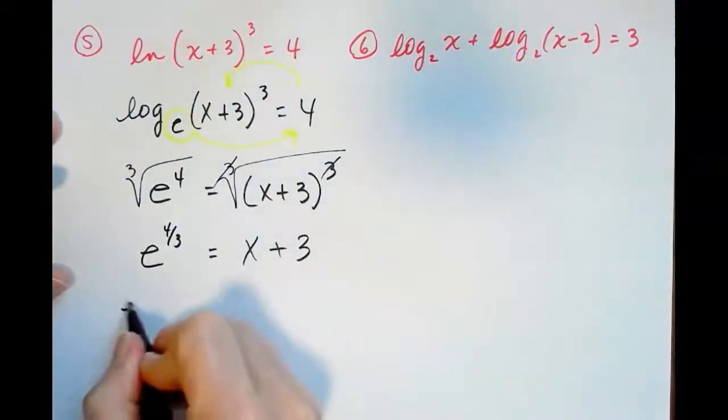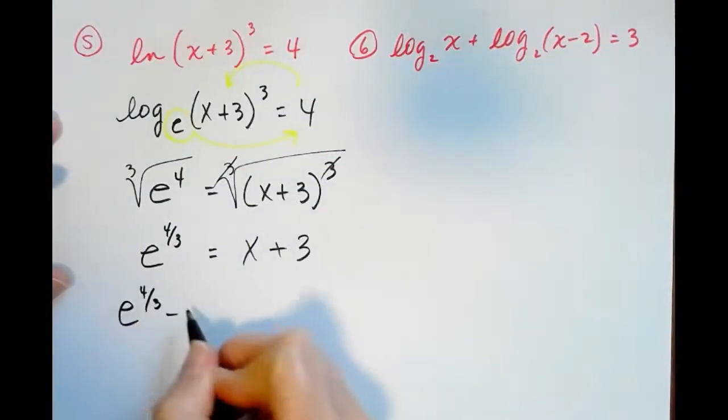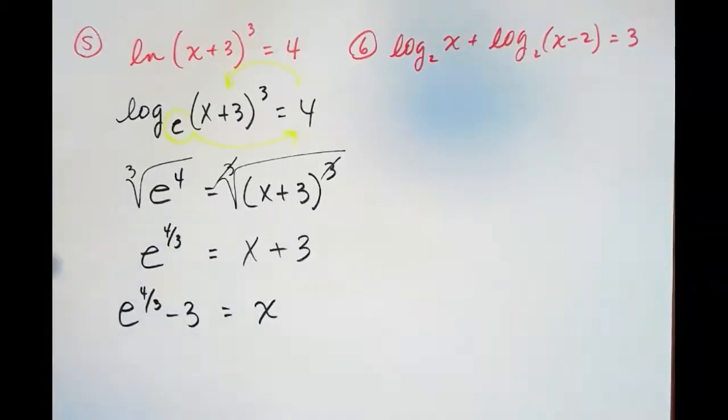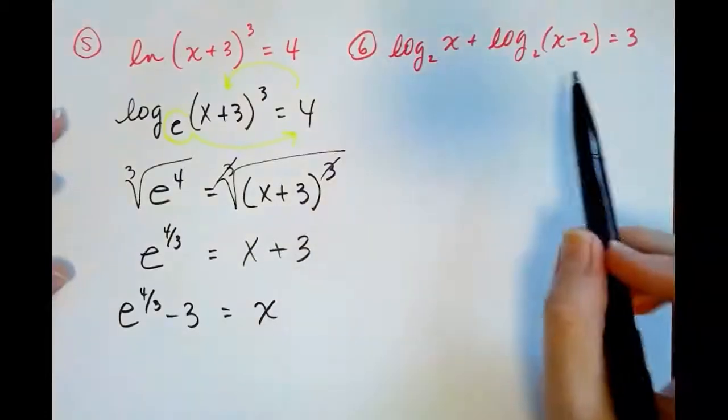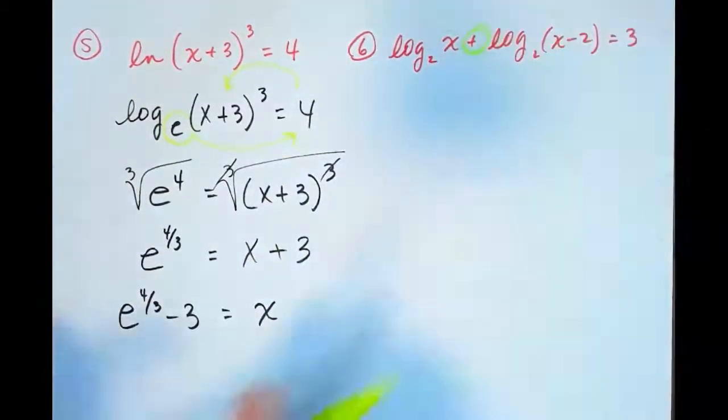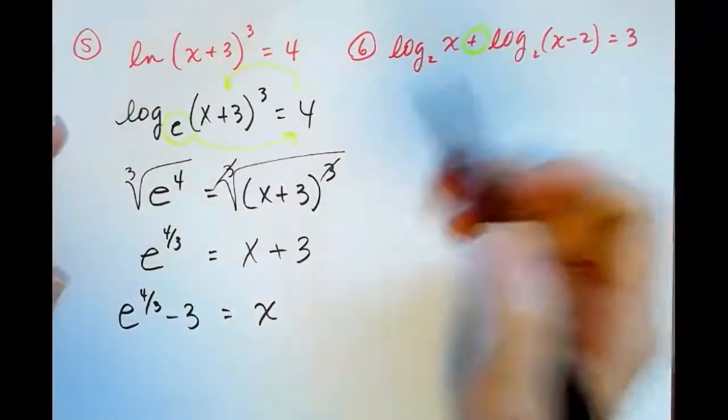Then from there, e to the 4/3 minus 3 equals x. And that is a valid answer as well. Number 6, this is a sum. So we're going to use the product property of logarithms and put these two logarithms together.